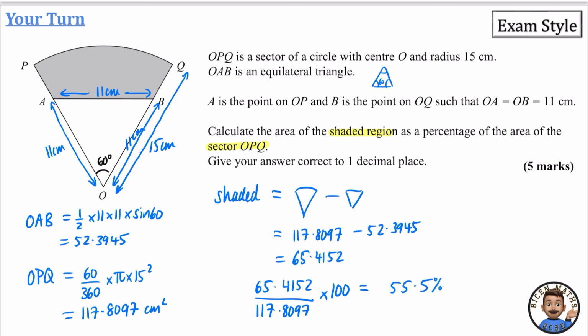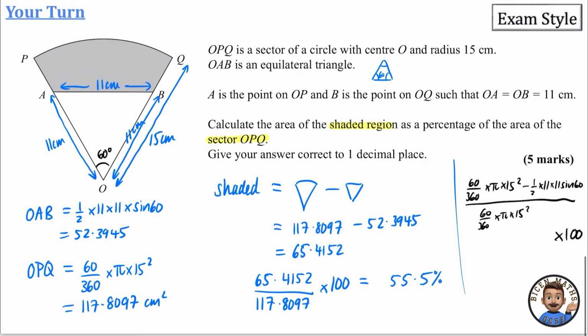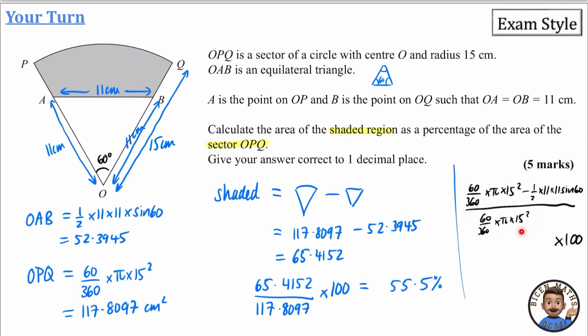55.5%. Now, if you did want to write it as a single calculation, it would be a little bit more complicated, but you could have just said that the shaded area was going to be our 60 over 360 multiplied by pi multiplied by 15 squared, minus our half times 11 times 11 sine 60, all divided by the 60 over 360 times pi times 15 squared, and then you get that answer and multiply it by 100. You've got the sector and the triangle, you subtract them for the shaded area, and you divide it by the sector to make it become a fraction and times it by 100 there. So you might like doing it in that kind of way if you feel very confident you've got all of them right, but I think it's useful to see them as numbers as well.